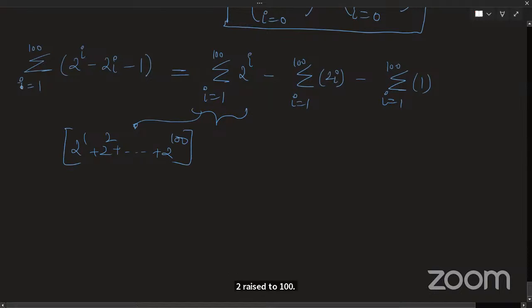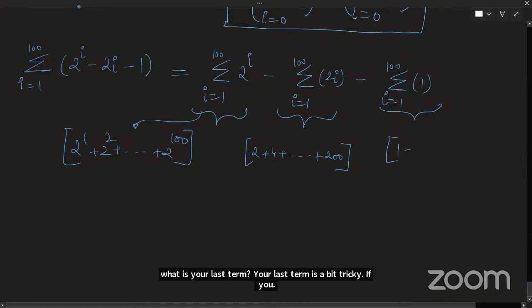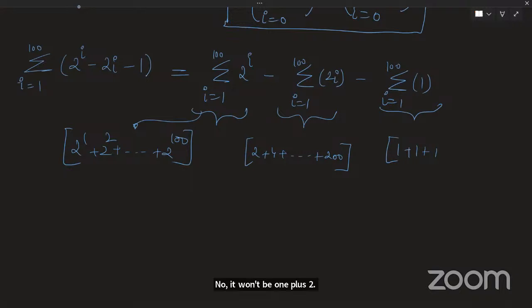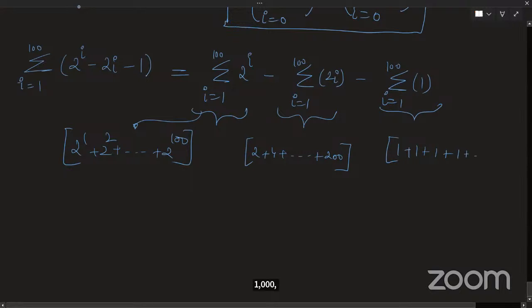What is your second term equal to? It is 2 plus 4 plus so on till 200, right? And what is your last term? Your last term is a bit tricky. It is 1 plus 1 plus 1, 100 times. Correct.